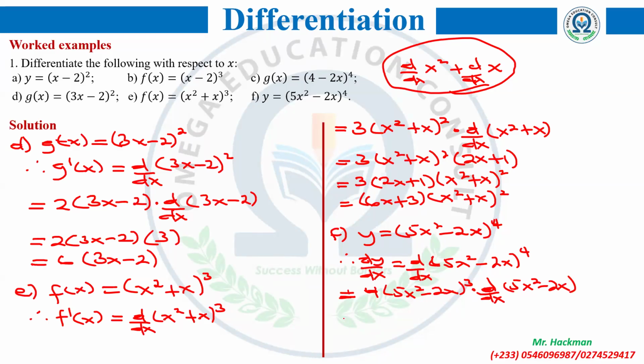So now this will be equal to, you keep this, your operator is not affecting this. So you keep your 4 into 5x squared minus 2x, the whole of that cubed. Then we are going to differentiate this.